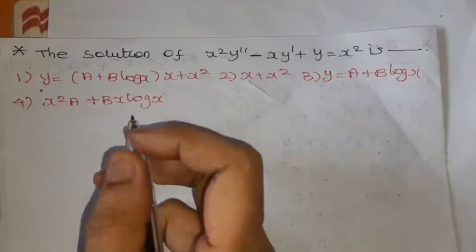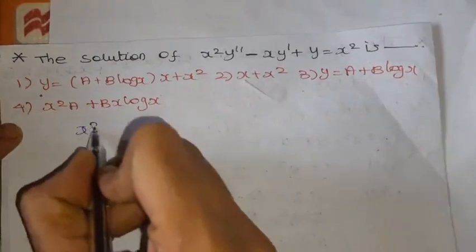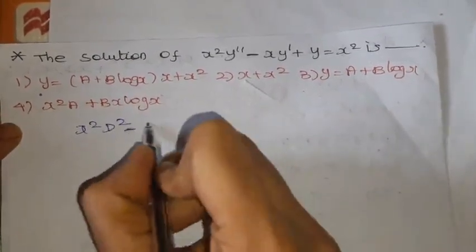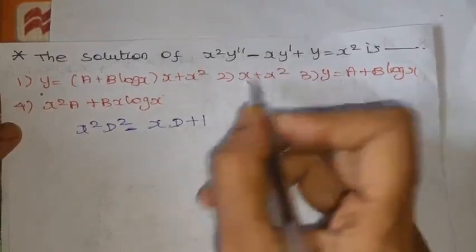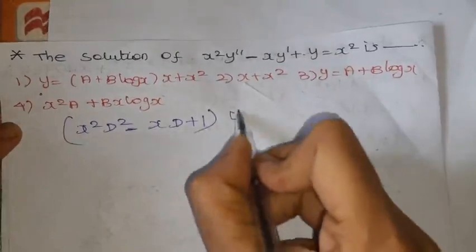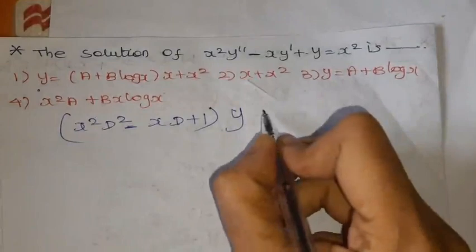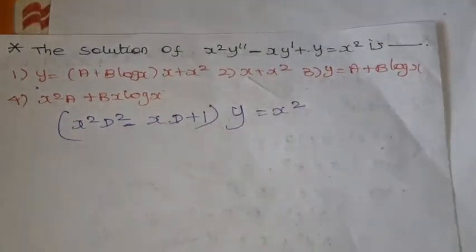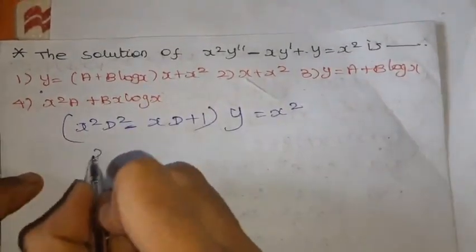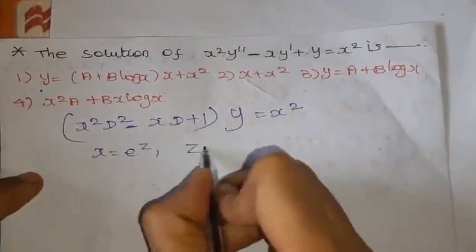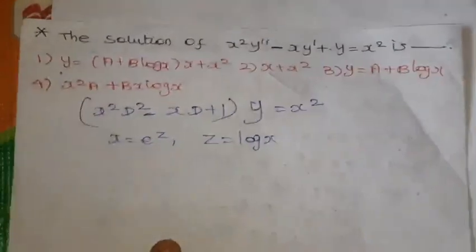Then we need to find out the next problem. What is the solution of the given function? See, this is the solution of a variable coefficient differential equation. So we can write x squared d squared, y double dash is nothing but d squared, minus x d plus 1 into y. Here 1 is a constant, so plus 1 into y should be outside, equal to x squared. We should do some substitutions in this method. See, let x equal to e power z, then z equal to log x.